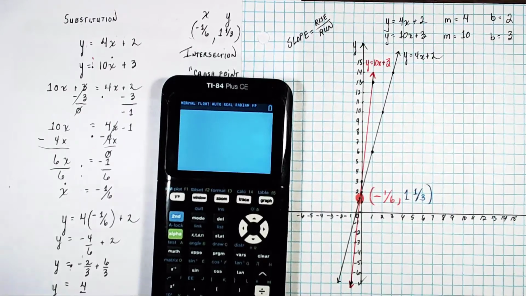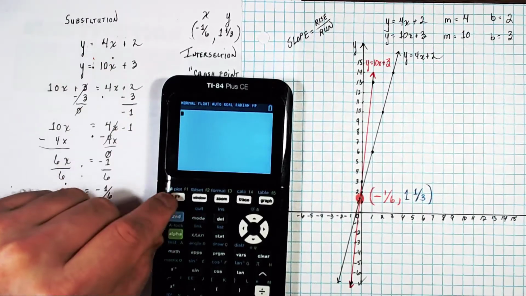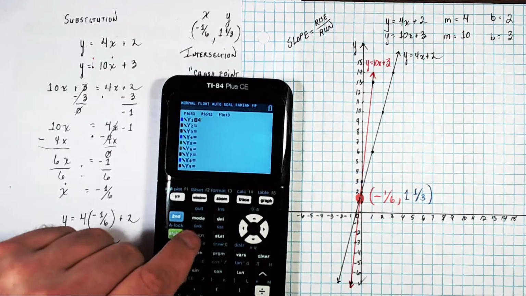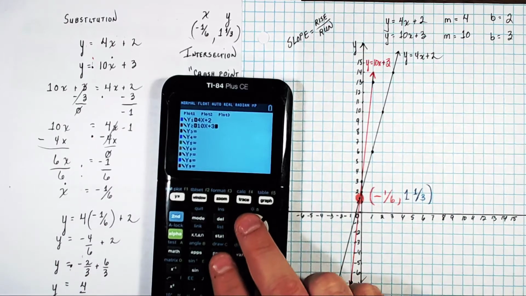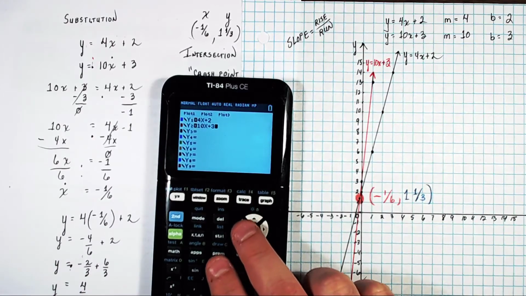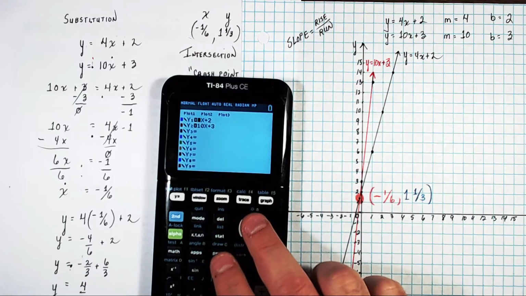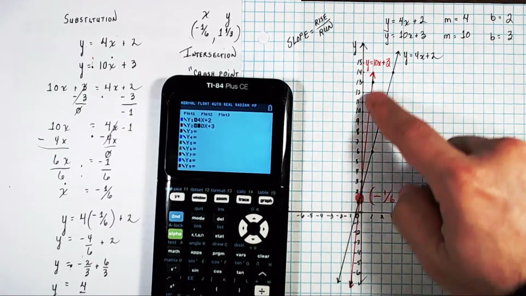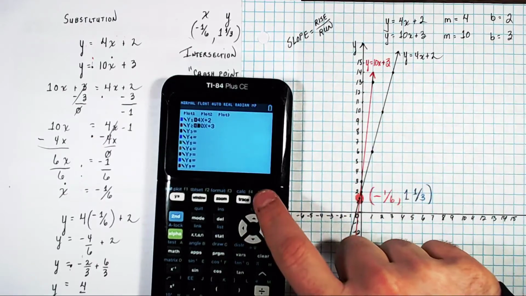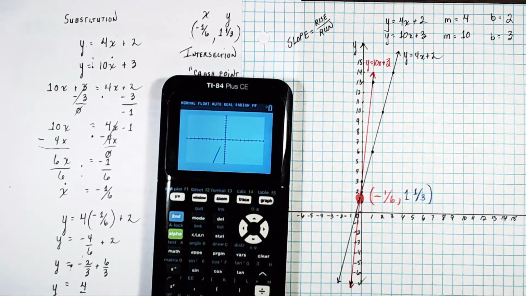Now, because I have these in y-intercept form, I'm going to put in 4x plus 2 and 10x plus 3. And just to be super clear, this one's going to be red and this one will be blue. Okay, so what we're hoping is that we see this plot look kind of like this graph right here. All right, well, let's graph it. Okay, and there's the red line.